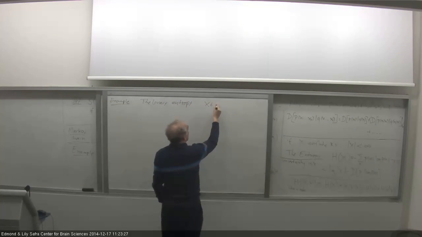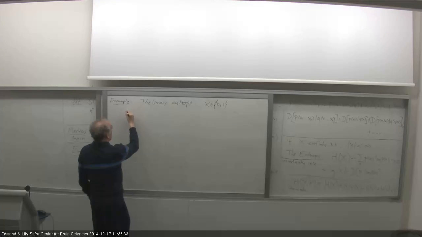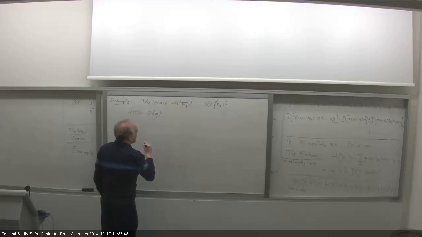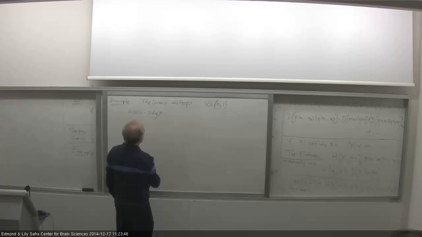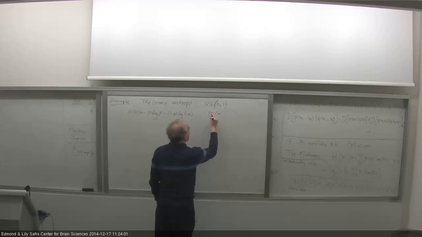so X is 0 or 1. Sometimes we write this with a small h, but never mind. I write it h of X, in this case simply minus P log P, and in this case it's actually useful to take the base 2 log, minus 1 minus P log 1 minus P. Here P is the probability of X equal 1, let's say, and 1 minus P is the probability of X equal 0.